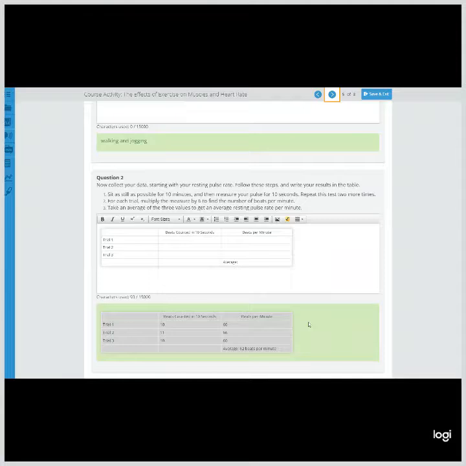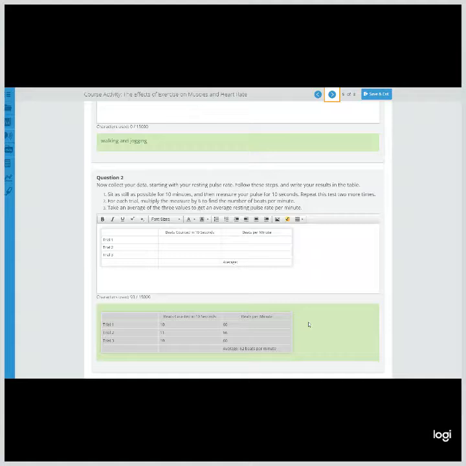Right here is where you're going to start collecting your data. You'll use the following steps to write down the results in the table. Sit as still as possible for 10 minutes. Then measure your pulse for 10 seconds. Repeat and test 2 more times. So for essentially 30 minutes, you're going to be sitting still, and after every 10 minutes, you're going to be checking your pulse. For the trials, multiply the measurement by 6 to find the number of beats.